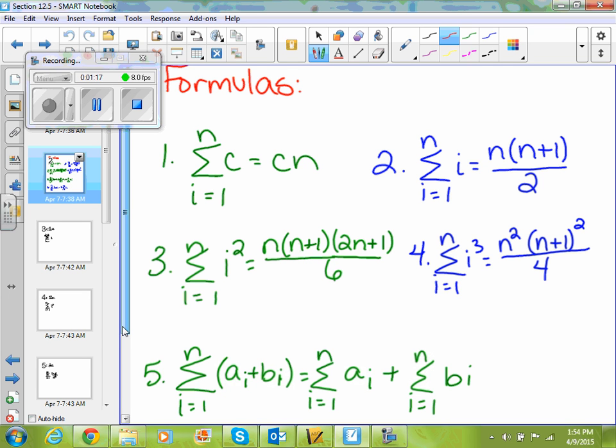Alright, and so for the first one, it says the sum from any 1 to n value of any constant is that constant times your n value. For number 2, the sum from 1 to any n value of I is equal to n times n plus 1 divided by 2.